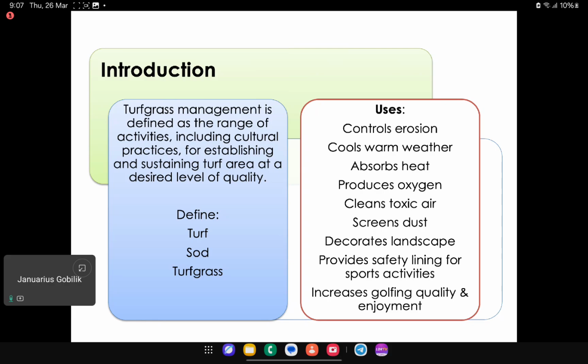Before this post, I do believe that quite many of us do not realize that turf grasses play very important roles in our landscape and of course in our life, as listed on the screen.